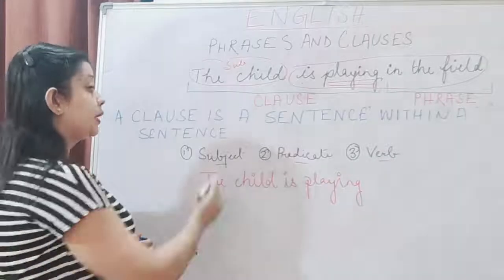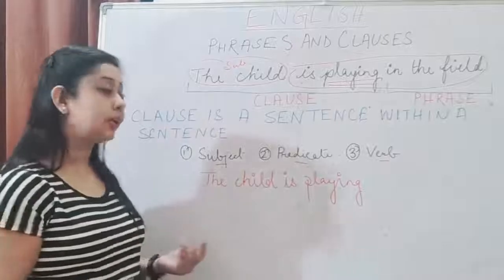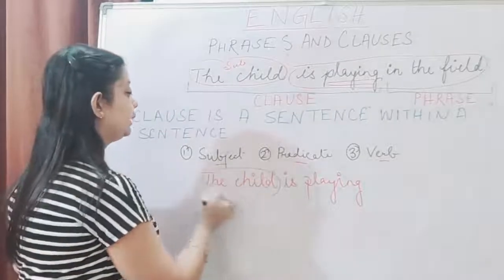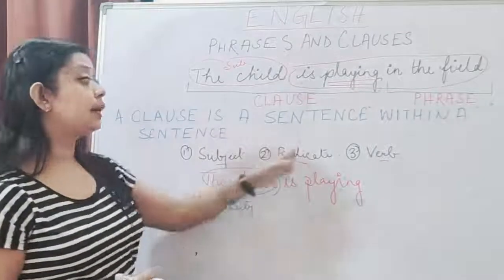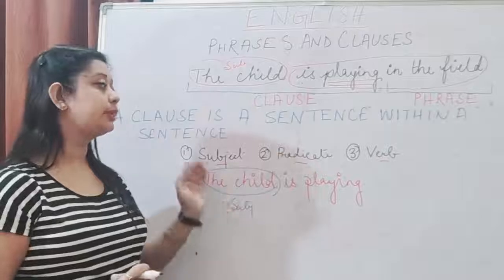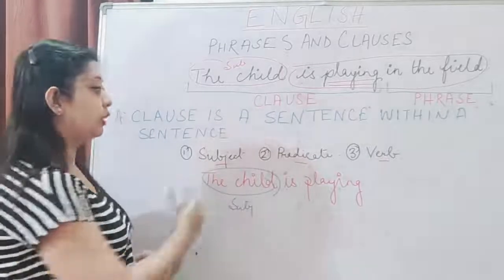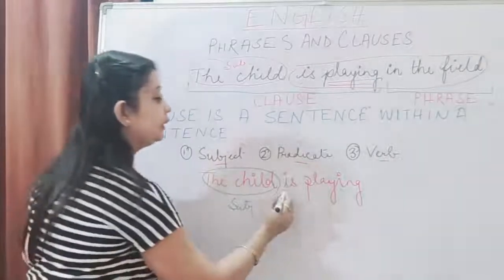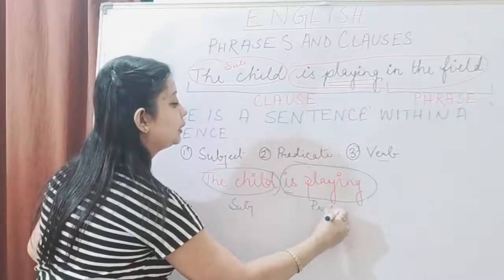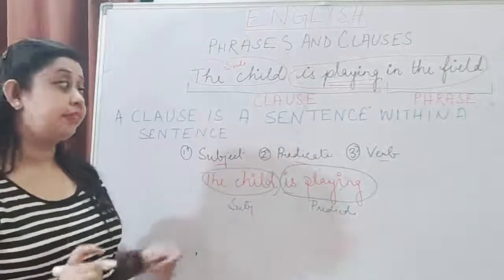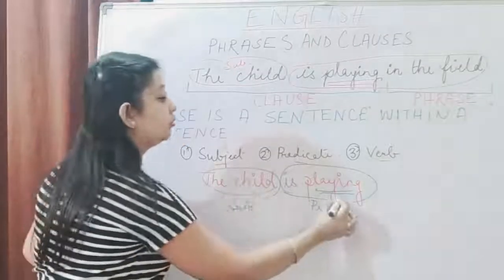Firstly, see, we need a subject. So the child is playing. About whom are we talking? We are talking about the child. So your child is the subject. Next, we need a predicate, which means whatever is being spoken about the subject, or here about the child. What are we speaking about the child? That he is playing. So this is my predicate. And thirdly, I need to find out if it has a verb or not. It has. We have playing as the verb.